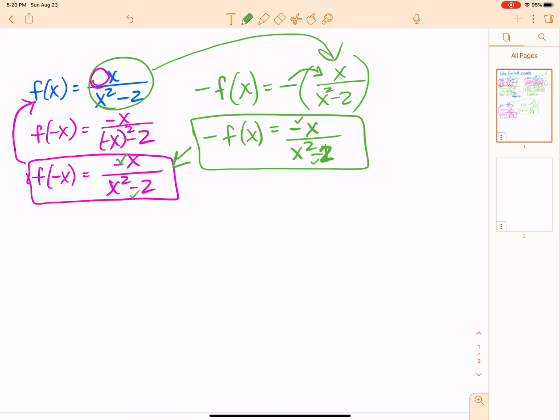Okay, so those are equal to each other. So remember, if f of negative x and negative f of x are equal to each other, you have a situation where you have an odd function. That means we have origin symmetry.